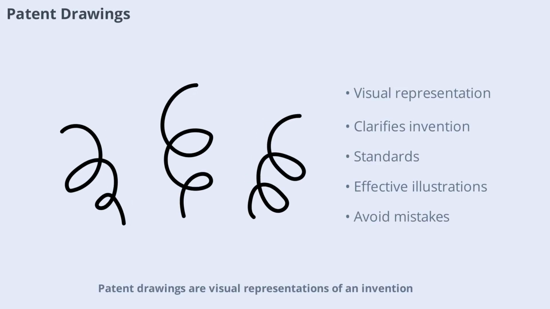Patent drawings are visual representations of an invention. They help clarify the invention's structure and function, supporting the written description. Drawings must meet specific standards set by patent offices. In this scene, we'll explore the role of patent drawings, tips for creating effective illustrations, and common mistakes to avoid. Visual clarity is essential for a successful patent application.